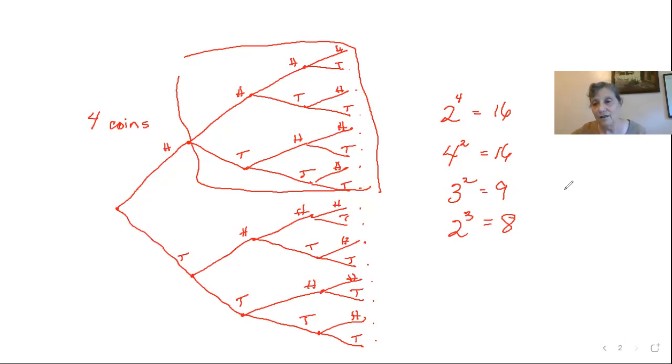Another way to do it is to simply multiply these out. There are 2 possibilities for the first one to land, 2 possibilities for the second one, 2 for the third, and 2 for the fourth. And if you multiply those, you get 16.